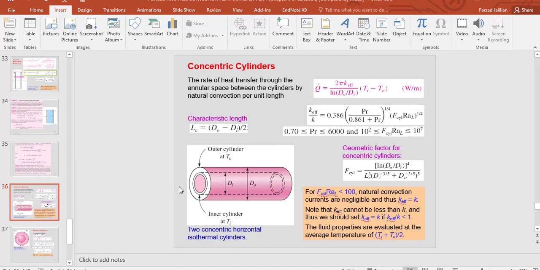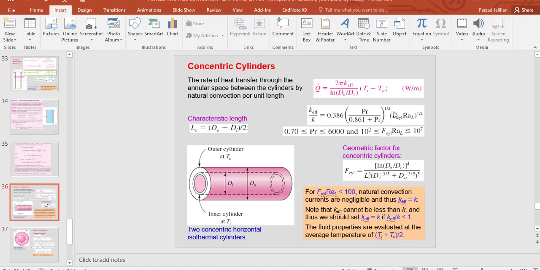For this object, this geometry, the characteristic length is equal to DO minus DI divided by 2. Diameter of the outer cylinder minus the diameter of the inner cylinder divided by 2 will give you the characteristic length, which is actually the distance between two surfaces of these two cylinders, this part actually. So the characteristic length also can be calculated by this equation to find the Rayleigh number.